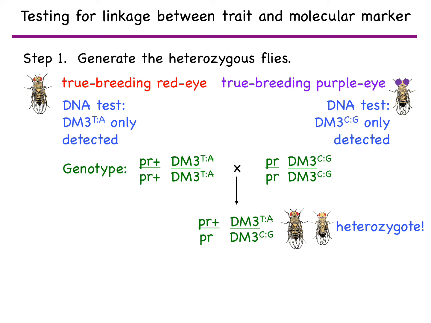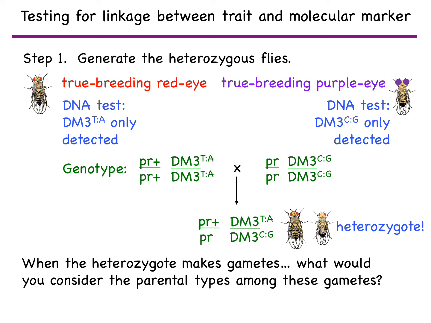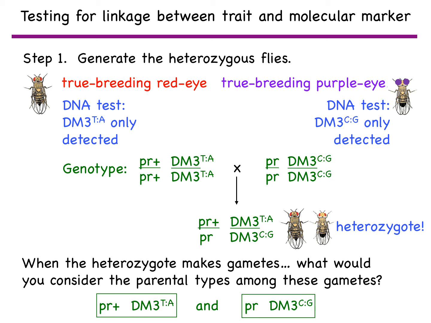So now, when the heterozygote makes gametes, I basically already answered this question. What would you consider the parental types among these gametes? Okay, hopefully this is clear because we've been through the logic of this in preceding lectures. And this is what I just got through telling you. These would be the two parental types.